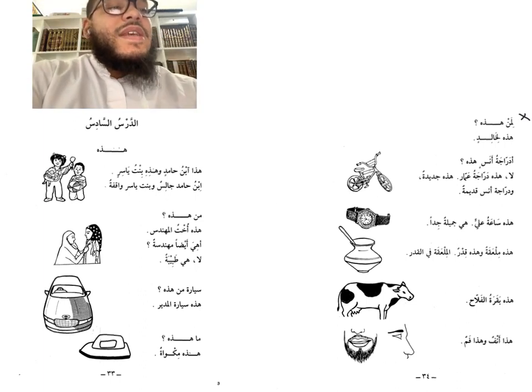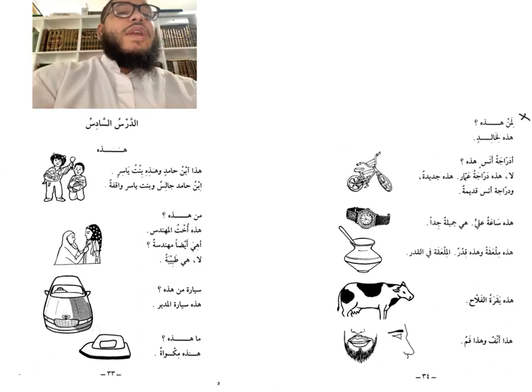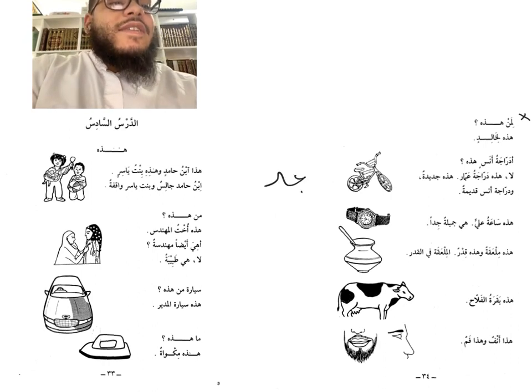هذه جديدة. This is a new one. ودراجة أنس قديمة. And Anas's bike is old. هذه ساعة علي. This is Ali's watch. هي جميلة جدا. It's very beautiful. هذه ملعقة وهذه قدر. This is a spoon and this is a pot. الملعقة في القدر. The spoon is in the pot. هذه بقرة الفلاح. This is the farmer's cow. هذا أنف. This is a nose. وهذا فم.